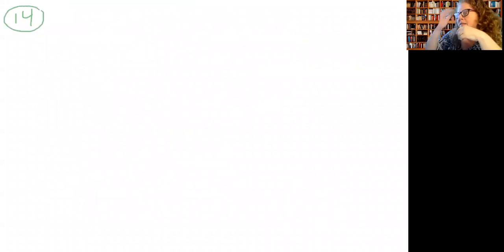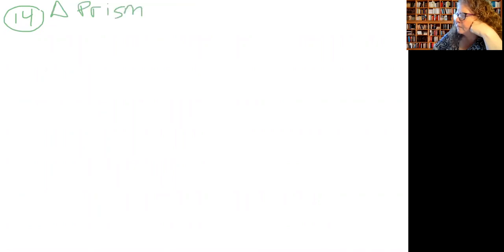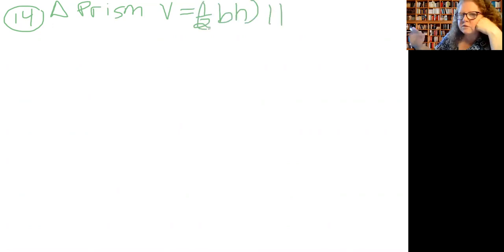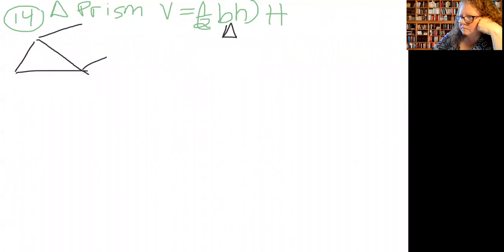Number 14 is my triangular prism. Remember, volume is equal to 1/2 base times height, that's of my triangle, times big H. So that's of my triangle times big H. Okay, so the picture that they give us looks like a tent.